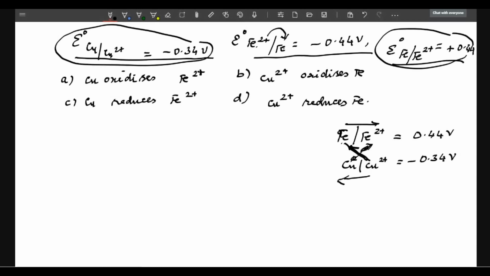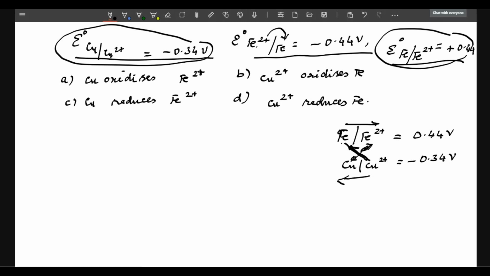Which is the correct one? Option 2, sir. Option B, sir. Yes, copper 2 plus oxidizes iron. That is the correct answer. Now we will have another example and we will go for that example.